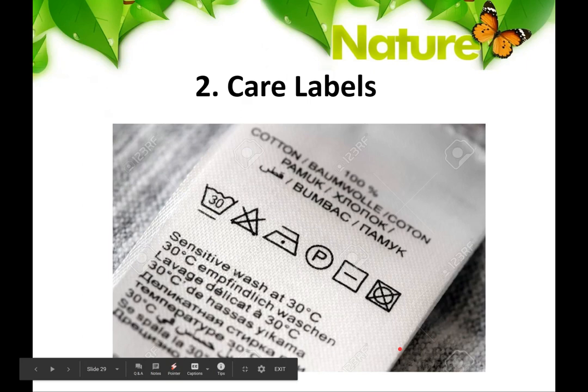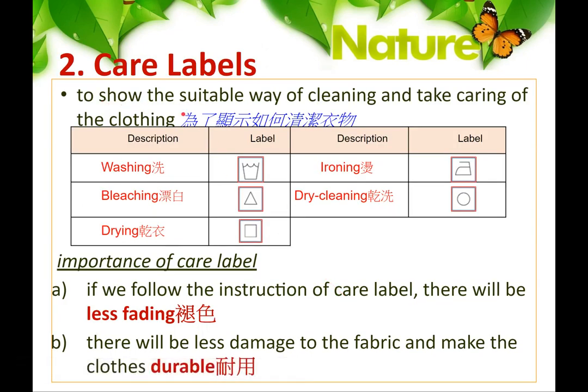So I would like to introduce to you the care labels. It is used to show the way of cleaning and taking care of our clothes. When you look at this label, there is a washing bucket inside. That means it shows us how to wash the clothes. And triangle, that means bleaching. A square inside, that means drying. And iron means ironing. And the circle means dry cleaning.